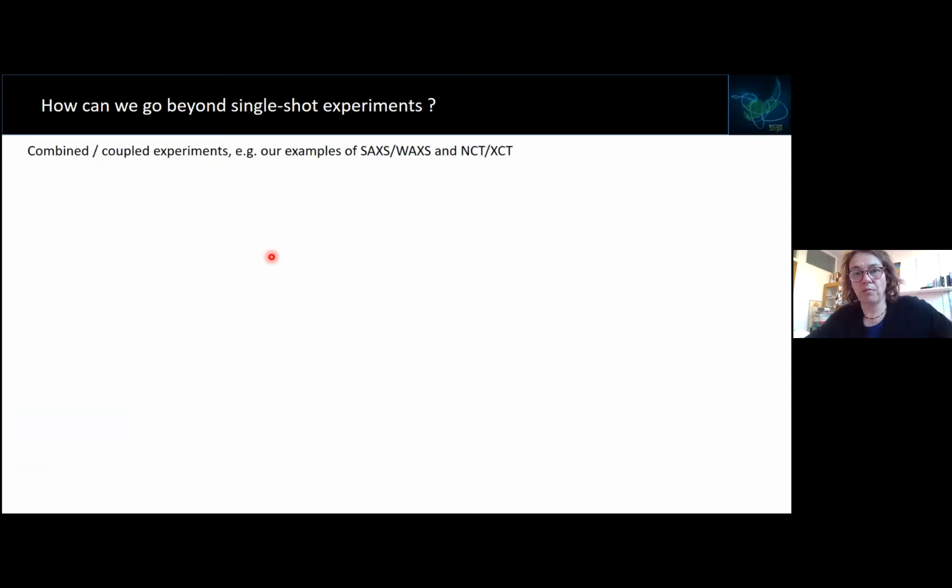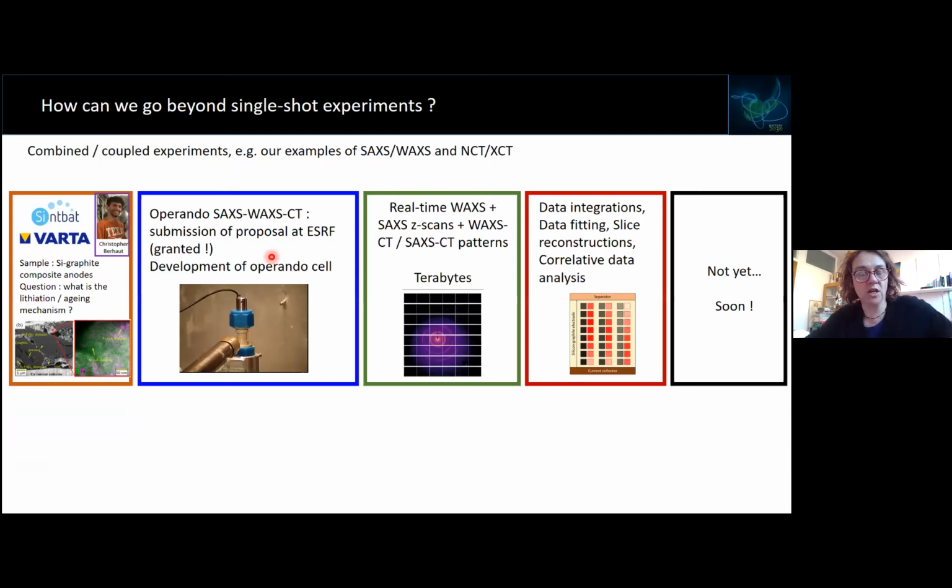It's even more complicated when you do coupled experiments. So the two I showed, for instance, the SAXS-WAXS or the NCT-XCT. In the example of the SAXS-WAXS tomography experiment, you had your sample and your question, submit the proposal to ESRF, get the beam time, perform your experiment, which is acquiring a huge amount of data, and then you need to do the analysis of this huge amount of data. And what is difficult is to do correlative data analysis of multiple data sets.